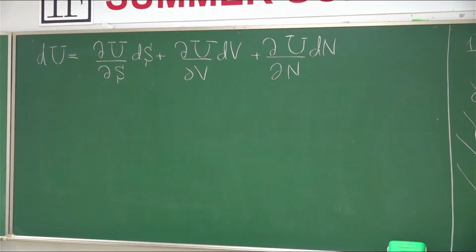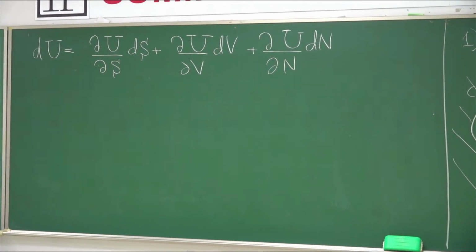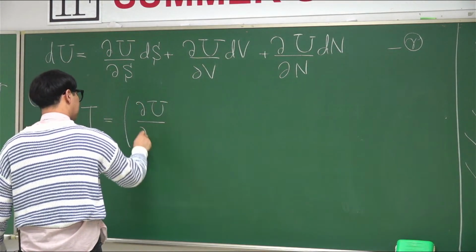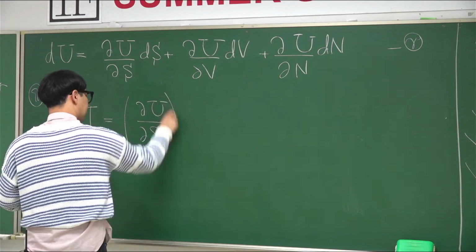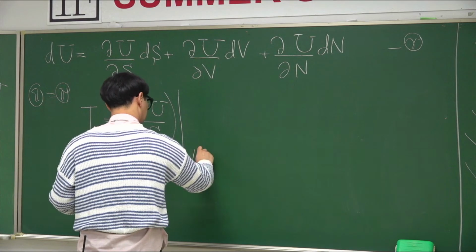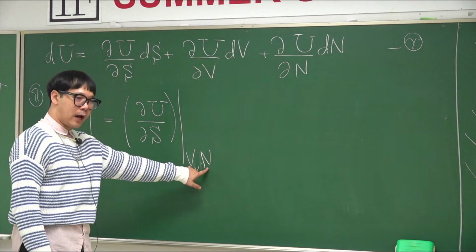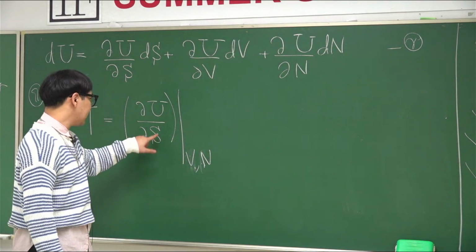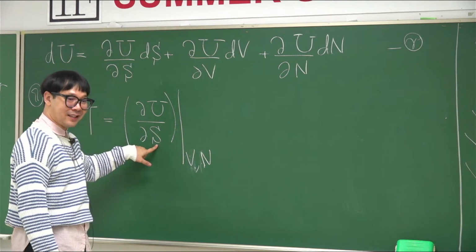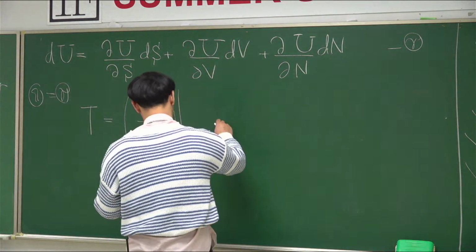And then you have a look at this. The temperature can be defined in this way. It means that you fix these two variables, and then you consider the change of the U with respect to the entropy S, then you get the temperature out.